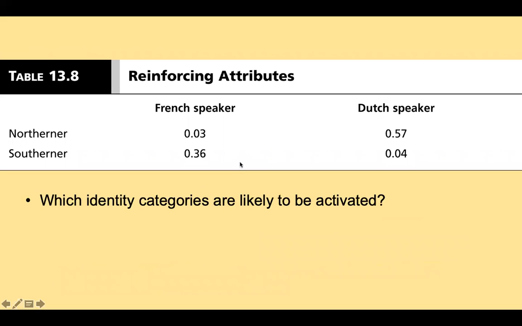But we can also imagine that there can be a different distribution of those attributes. If we move away from our hypothetical that gives an even distribution, we focus on something more like this. Excuse me, let me actually go back. 3% of voters are French speakers in the North, 36% of French speakers are in the South, 57% of voters are Dutch speakers in the North, and 4% of voters are Dutch speakers in the South.